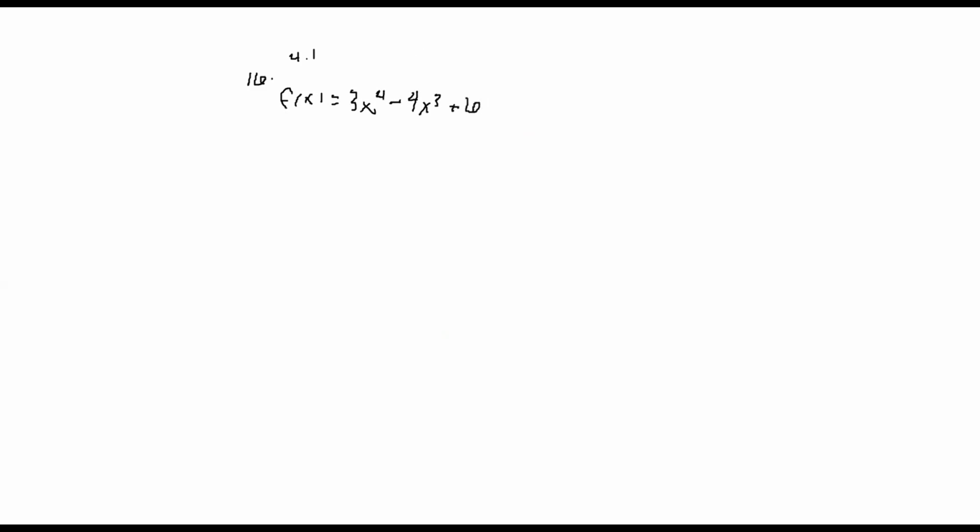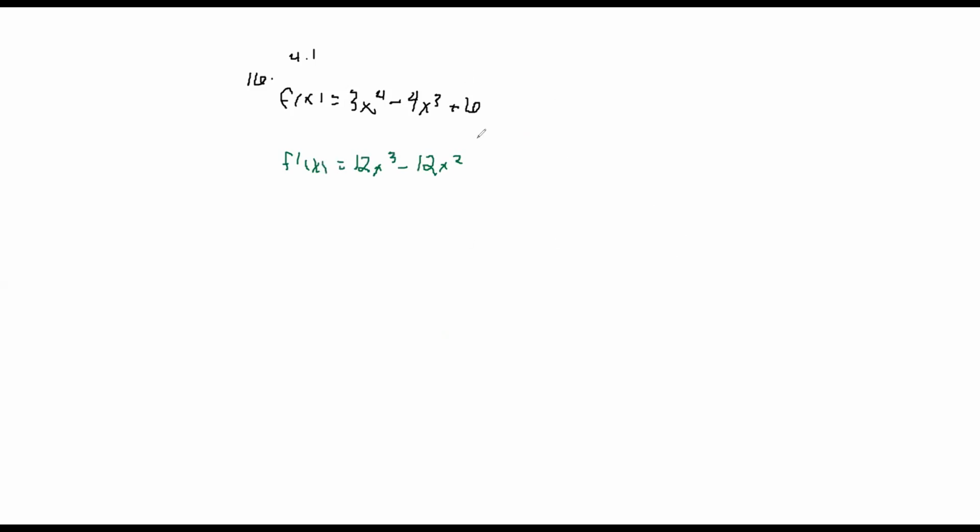So this is our function. We don't really know what it looks like right now, but we're trying to find the maxes and mins. First thing we're going to do is take the derivative. So what's the derivative of this? 12x cubed minus 12x squared. That's it. Okay. So we are going to say this is the derivative.